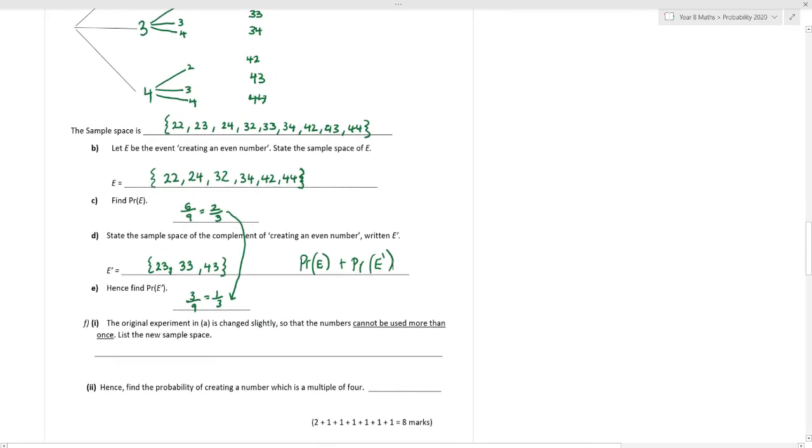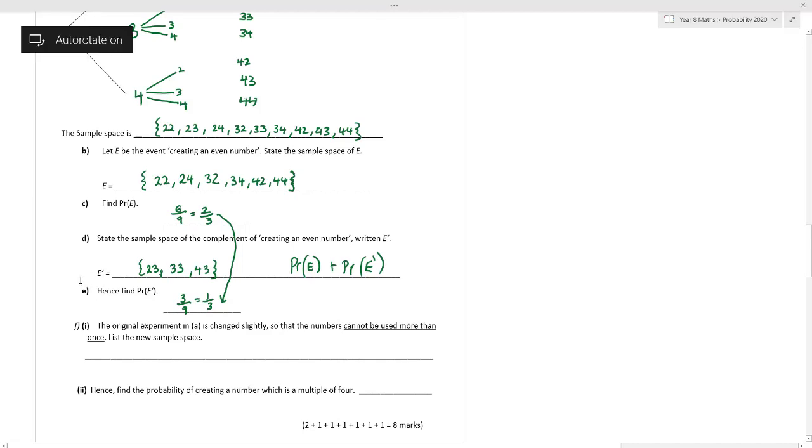Well, it would probably be fair to say that if we can't use it more than once, then the sample space is going to be changed. You can't have 2, 2 anymore, but I can have 2, 3, can't I? I can have 2, 4. If I have 3, I can have a 3, 2, but I can't have a 3, 3. And yes, I can have a 3, 4. No need to do the tree again. And if I get a 4, I can get a 4, 2. I can get a 4, 3, but I can't have a 4, 4. So there's a total of 6 things. There's my new sample space.